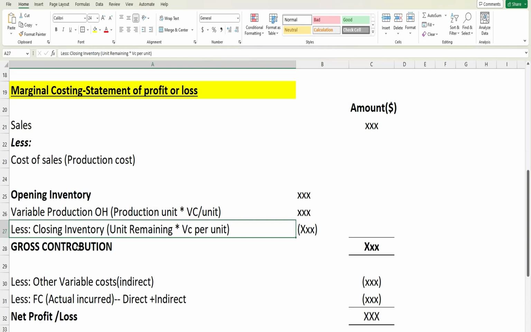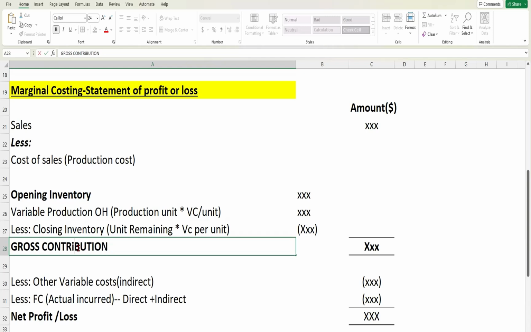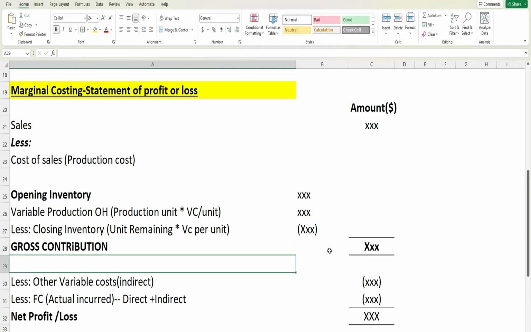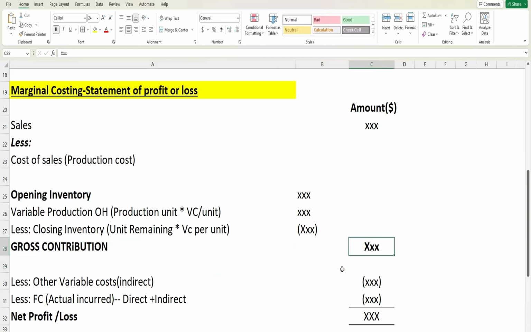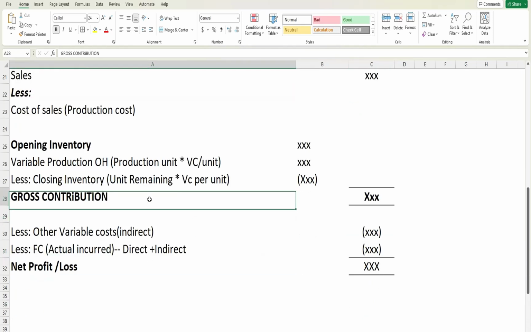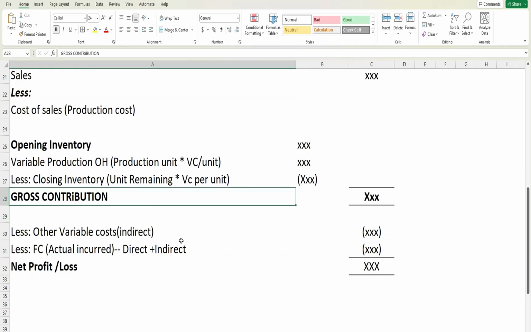Right. So now, after deducting all these expenses, we will arrive at the gross contribution. Basically, contribution means the sales less variable cost, right? And once you deduct the fixed cost from this contribution, you will have a net profit or loss.